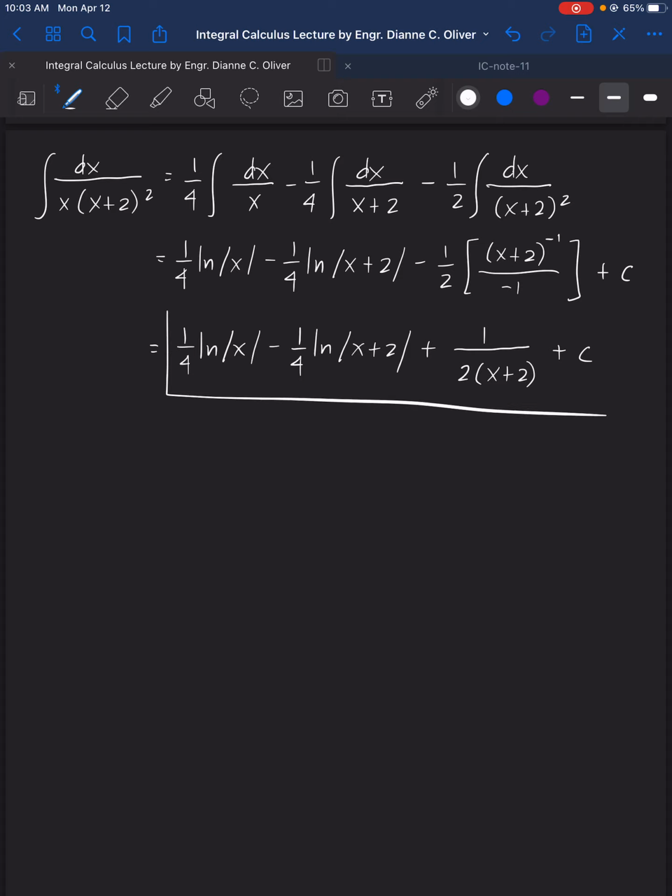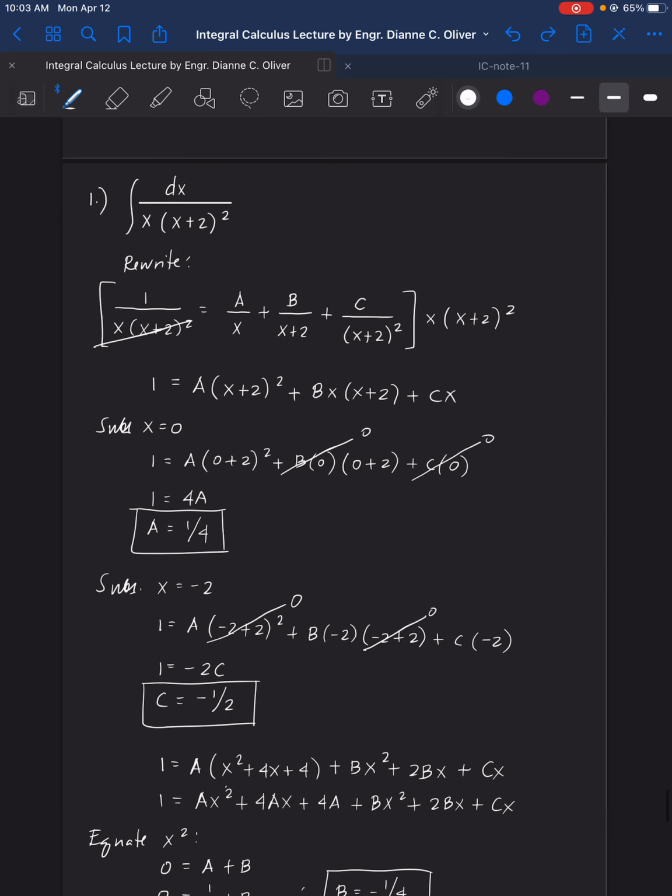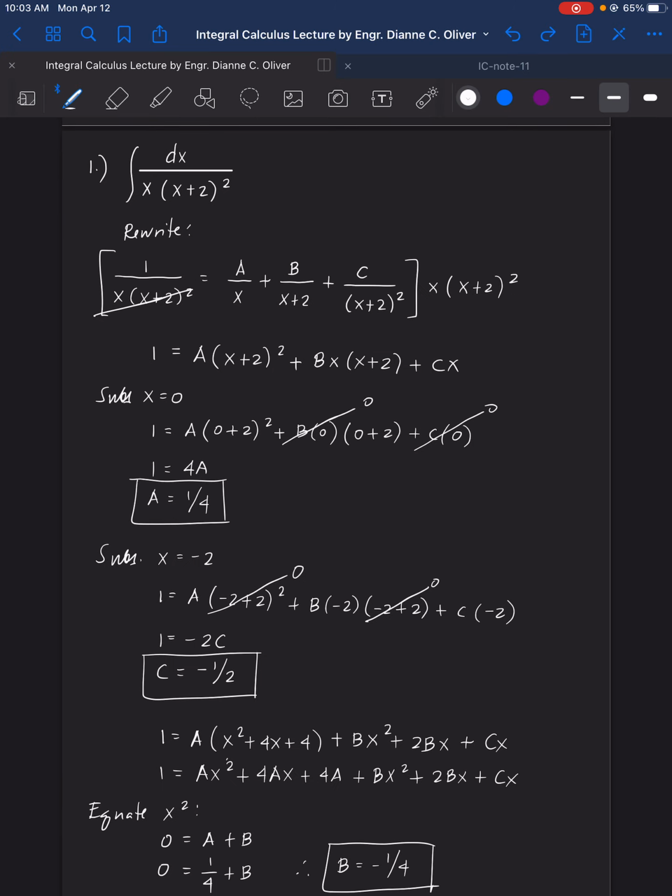So if you can simplify it further, then that's okay. I can still accept this as the answer. So that's for number 1. So screenshot first before we proceed to the second example.